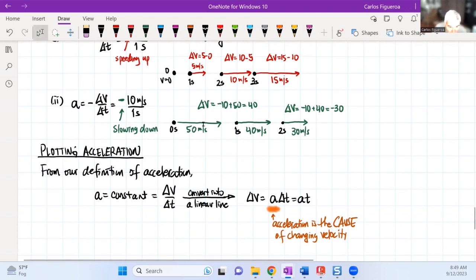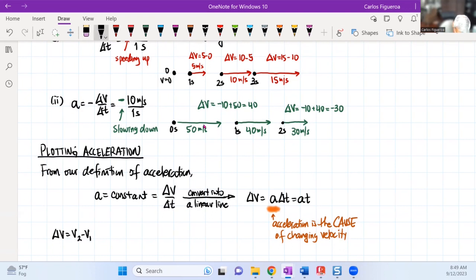So now, if I rewrite this as a linear line equation, I can say the following. Delta V is the same as V2 minus V1, which is a times t, which I can rewrite as V2 equals V1 plus at. And this is my linear equation for velocity here.